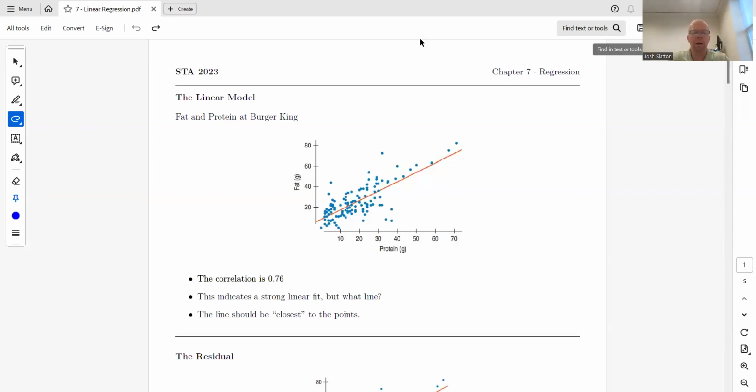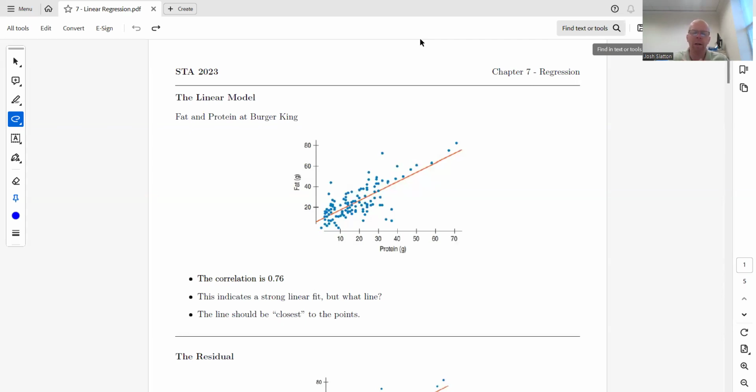So this is chapter 7. We're going to be talking about linear regression, or regression in general, but particularly linear regression. This is piggybacking on what we discussed in chapter 6 with the scatterplots, so a lot of the things that we talked about, we're going to bring into this chapter. Then we're going to talk about what we can do with that information that we can get from a scatter plot. So we have an example here.